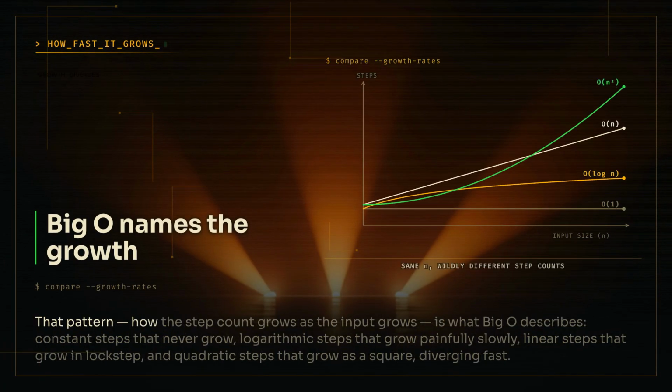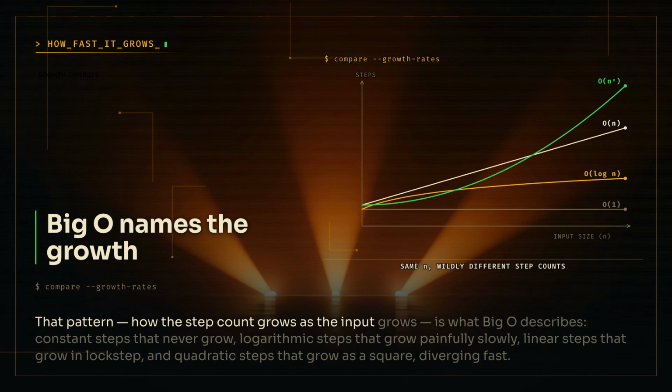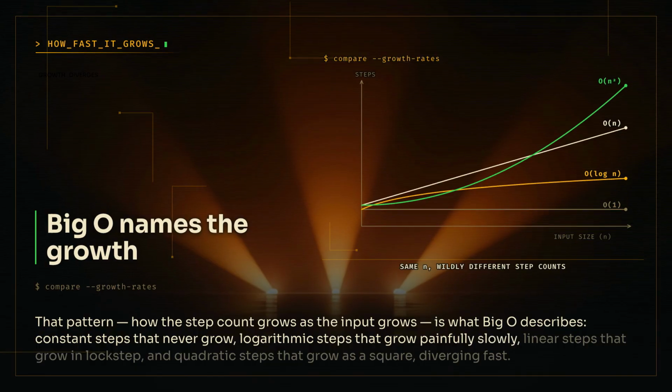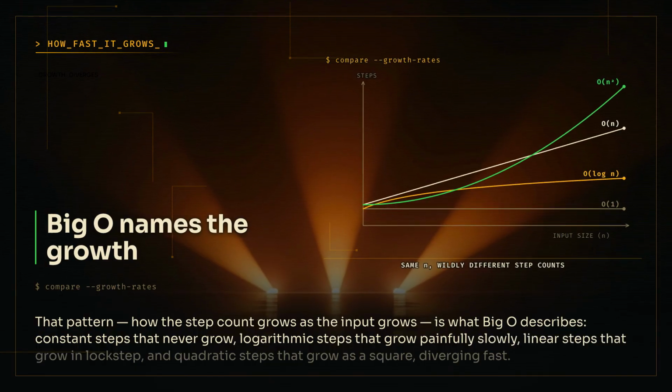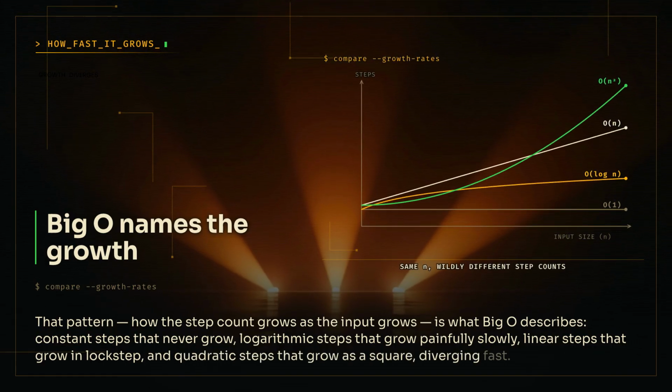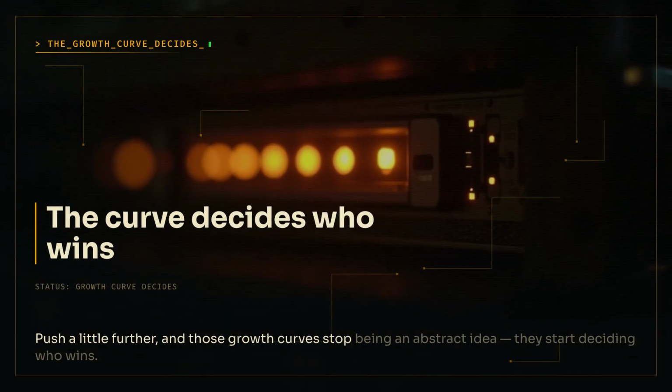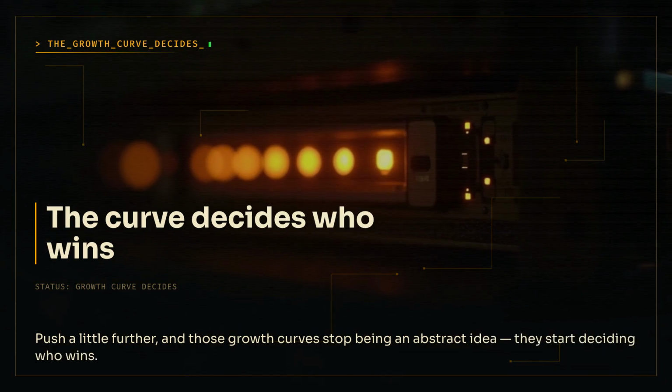That pattern, how the step count grows as the input grows, is what Big O describes. Constant steps that never grow. Logarithmic steps that grow painfully slowly, linear steps that grow in lockstep, and quadratic steps that grow as a square, diverging fast. Push a little further, and those growth curves stop being an abstract idea. They start deciding who wins.